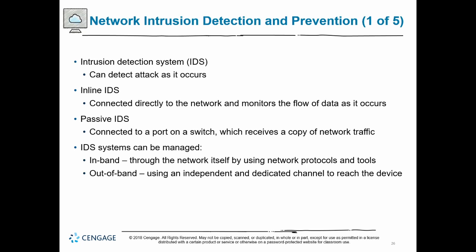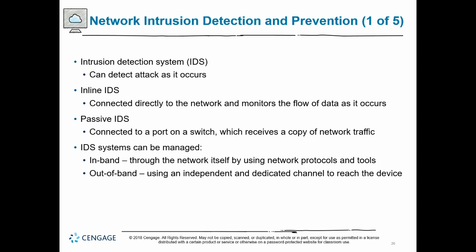There are two types of IDSs, inline and passive. Inline directly sits in front of your network, in front of your firewall, and just watches the traffic coming in, right? And then it will send off a trigger if it finds something. Now a passive IDS is connected to a port on a switch and receives a copy of network traffic that's coming in. That's kind of like port mirroring, if you've ever played around with Cisco switches before.